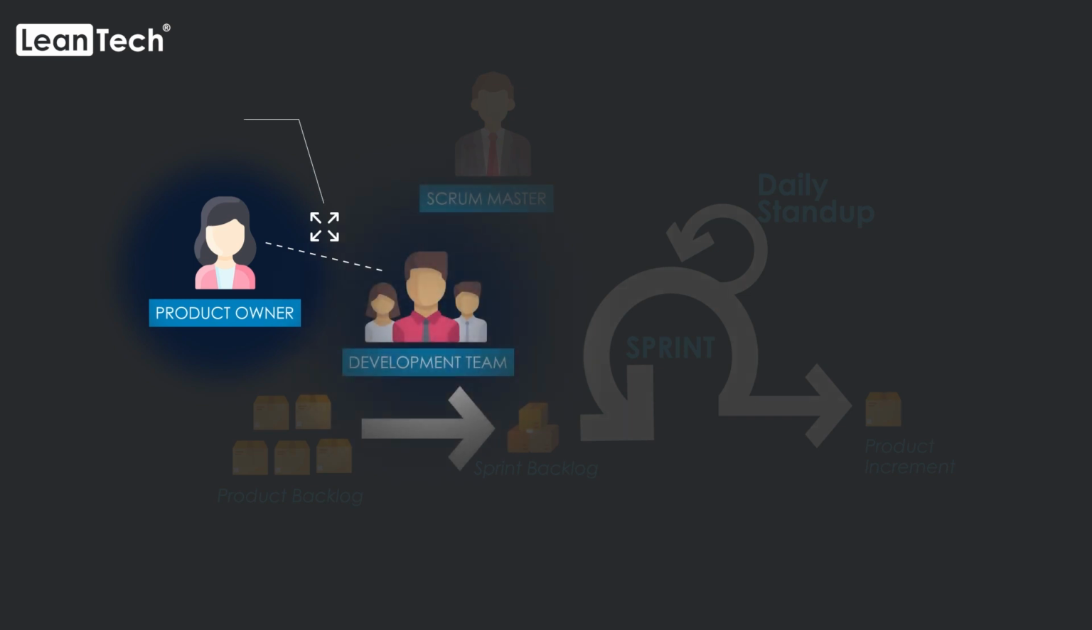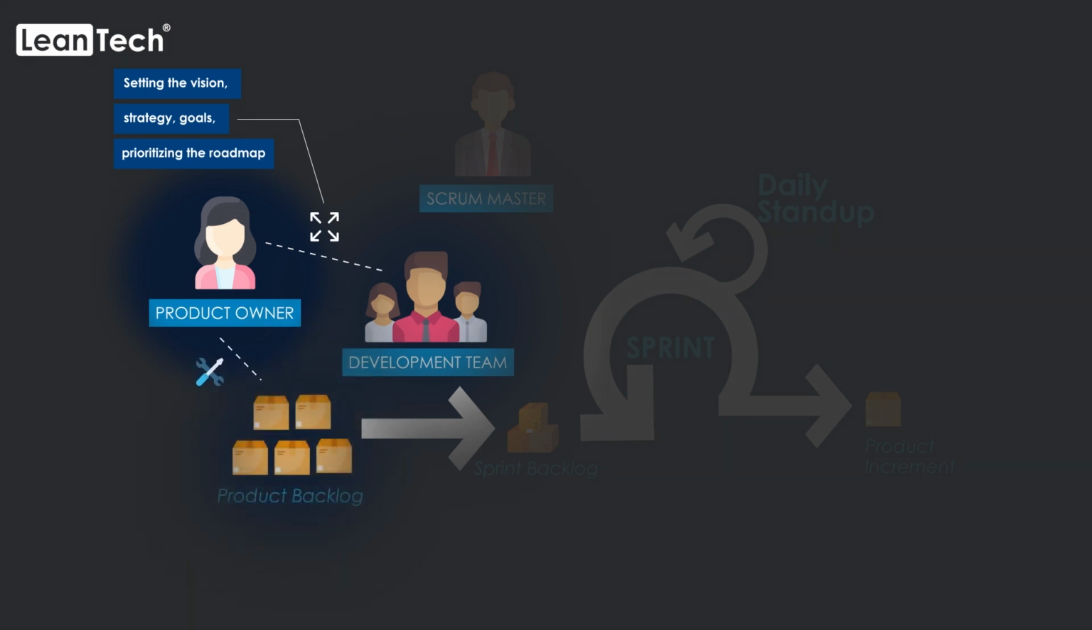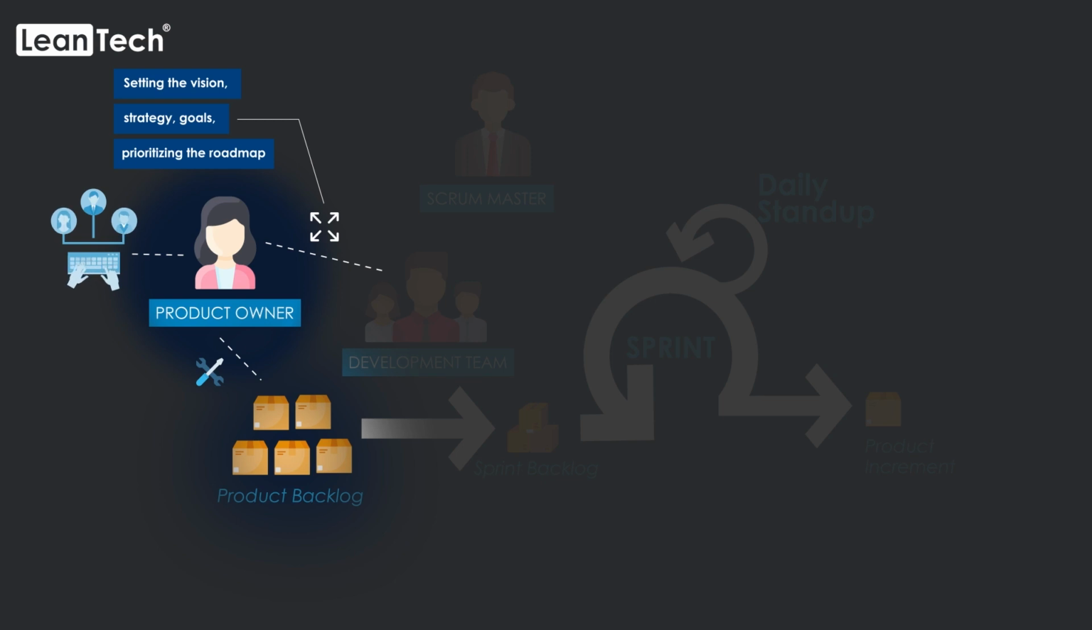They do this through setting the vision, strategy, goals, prioritizing the roadmap and maintaining the product backlog. The product owner may do all of these things, or they may delegate responsibilities to others. Regardless, they remain accountable. The product owner role is a single person, not a committee. It's designed this way for rapid decision making. For the role to be successful, the entire organization must empower them and respect their decisions. Those who want to change the direction of the team must first convince the product owner.